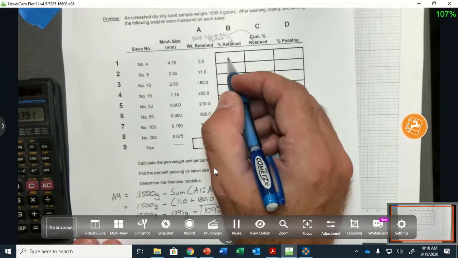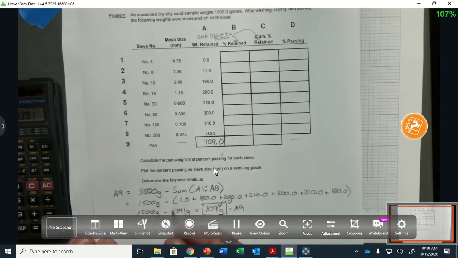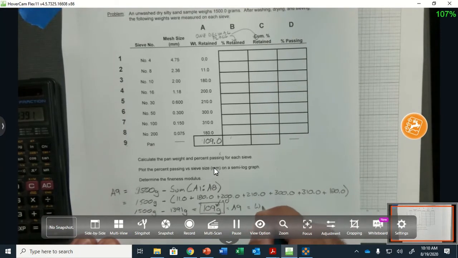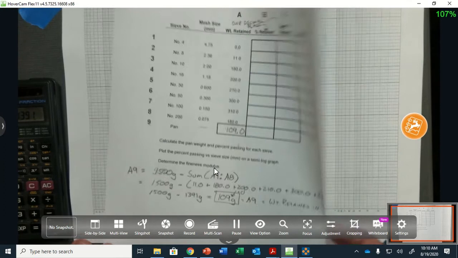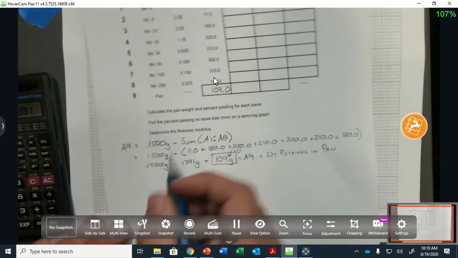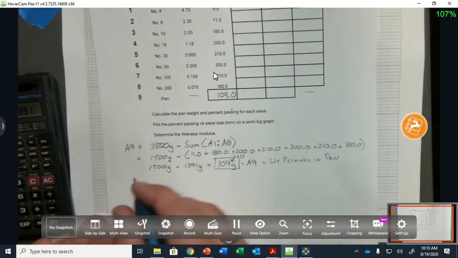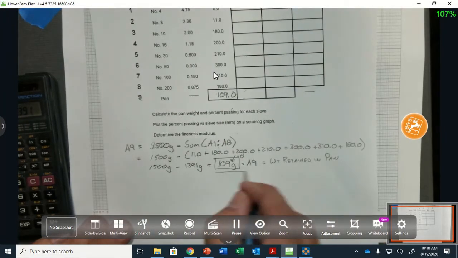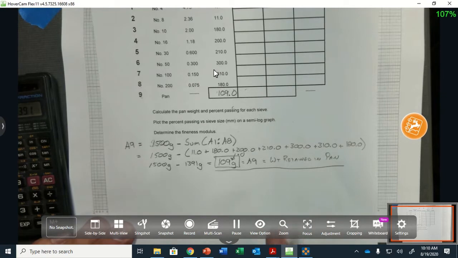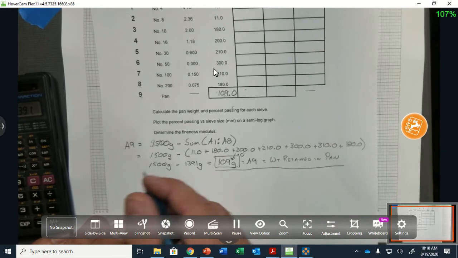Okay, all right, so now how do I get percent retained? Okay, so again, this equals weight retained in pan. Okay, so now I'm going to scooch this up a little bit so you can see it. So B1, okay, so I'll just put that there. All right, so does that make sense? So this is the first thing you need to calculate. Okay, now we need to go to percent retained.